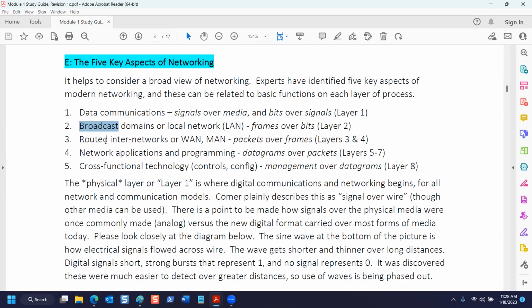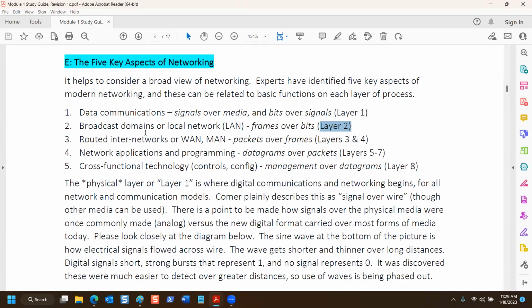But the second key aspect of networking involves broadcast. And what's really important to understand is that when you get to a local area network, the ones and zeros, the bits, are packaged or bundled into a unit called a frame, a wireless frame, a Wi-Fi frame, or an Ethernet frame. So whenever you hear the term frame, you're talking about the local network. It's the link layer. It's layer 2 in the protocol stack. And we'll see what that means more in a minute.